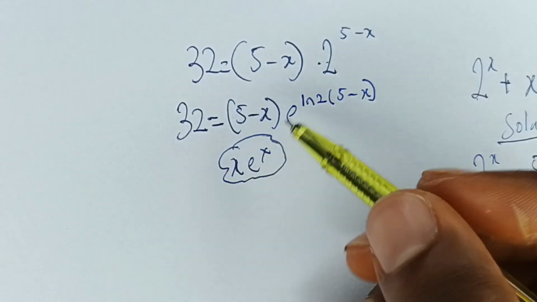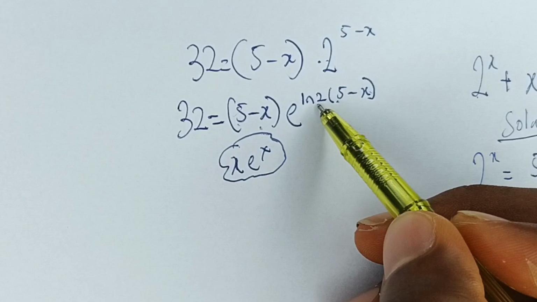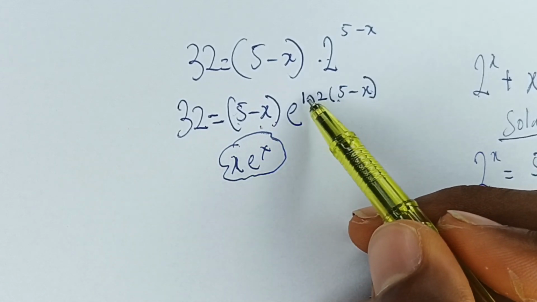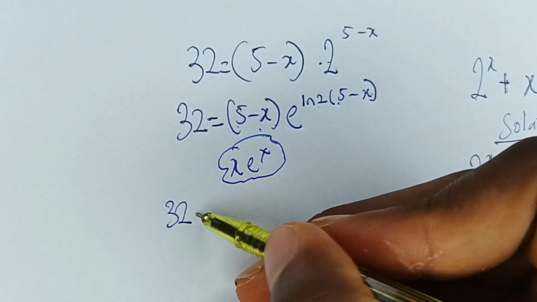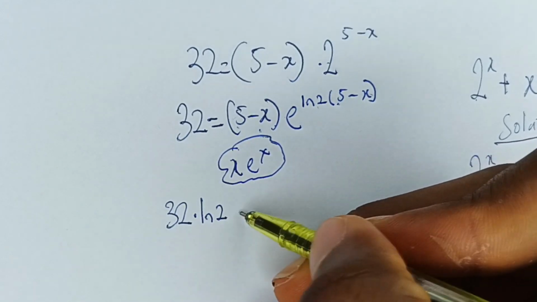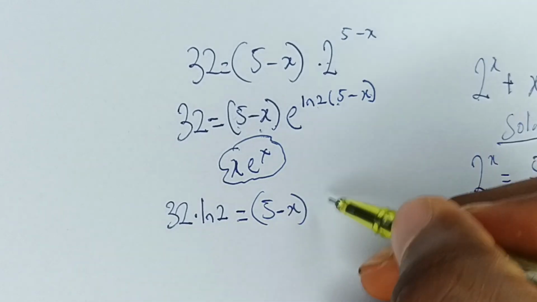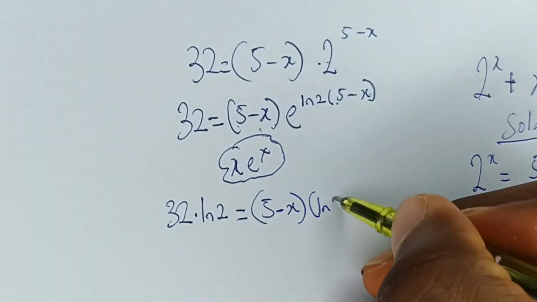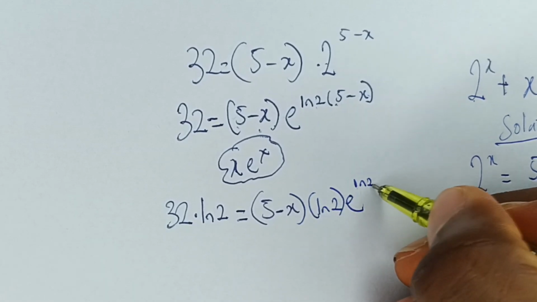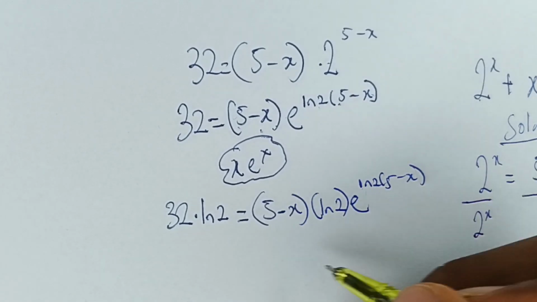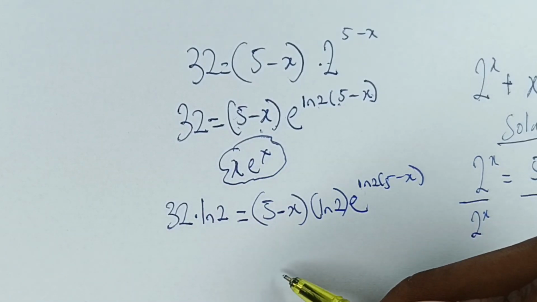Now, how do we get this? You've seen that we have e raised to power ln of 2 times 5 minus x, and 5 minus x. We have ln of 2 in the exponent, but we don't have ln of 2 outside. So let's multiply both sides by ln of 2. We have 32 times ln of 2 equal to 5 minus x times ln of 2 multiplied by e to the power of ln of 2 times 5 minus x. Now you can see that we have the same thing on both sides.